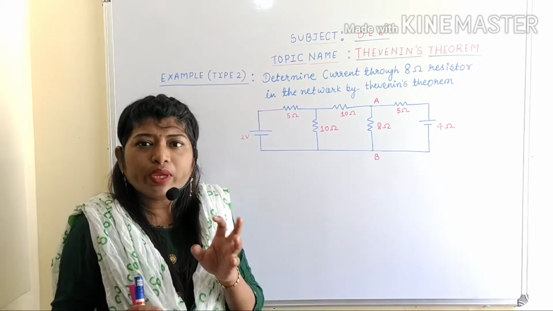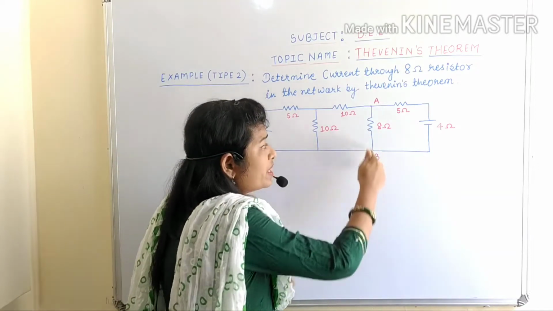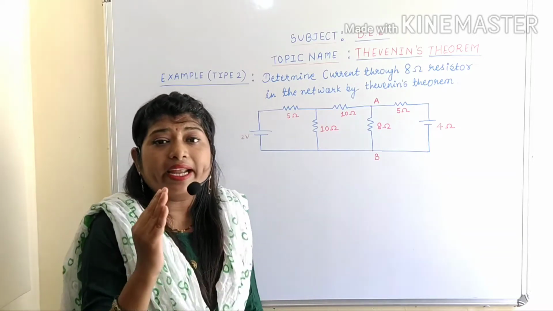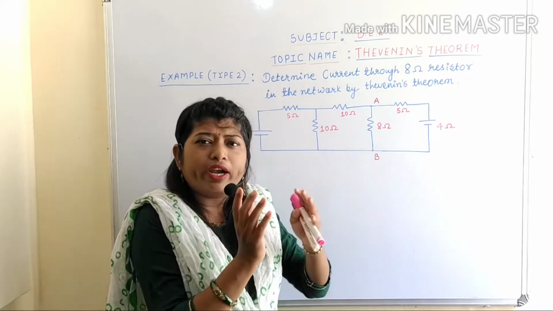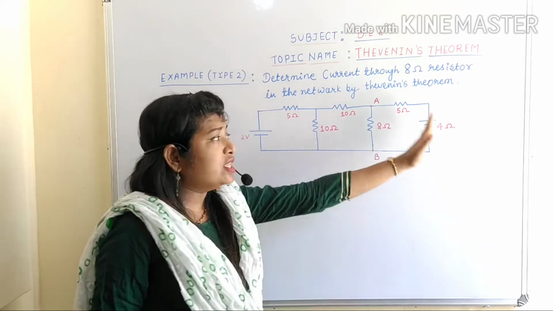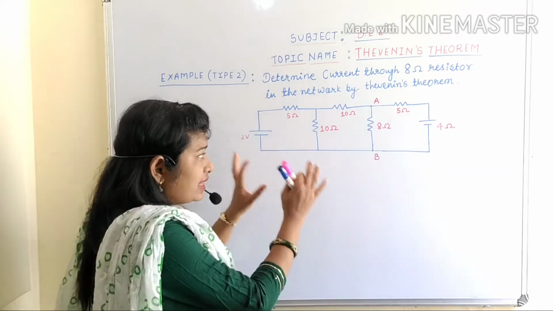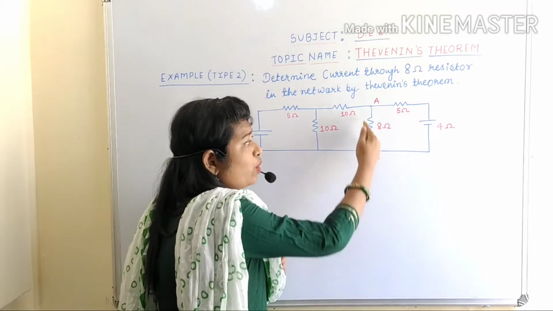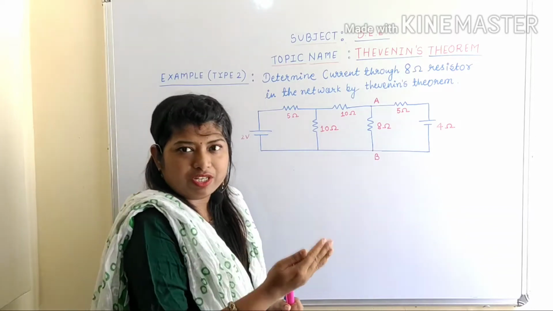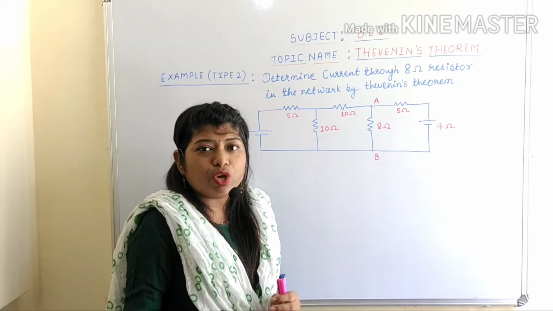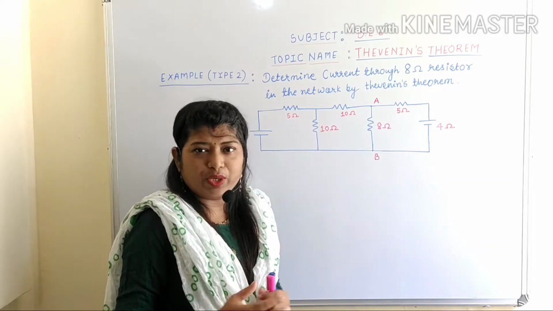If you observe carefully, in this particular example the 8 ohm resistance is connected between two meshes. In type number 1, if you remember, it was at the extreme end. Now in this example, the 8 ohm resistance is connected between two meshes. So how are you going to solve this type of problem? In today's lecture we'll proceed with that.